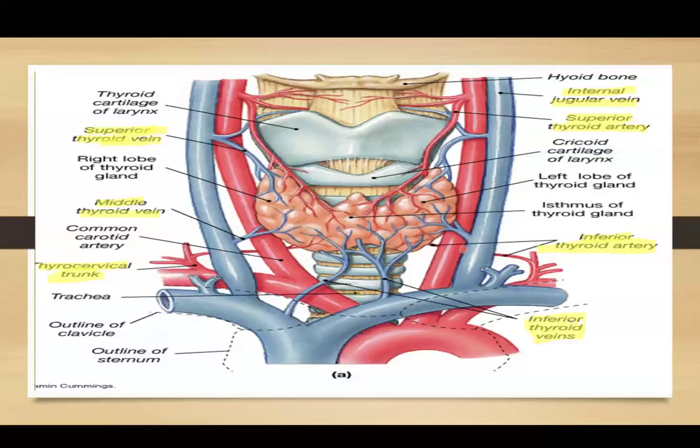So those are the two arteries you need to know right now, and we'll come back to this diagram for the veins. But yeah, and then we have the posterior thyroid artery, which also anastomoses with the ascending branch of this inferior thyroid.